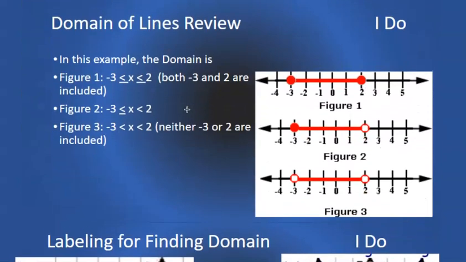Domain of lines review. In this example, for figure 1, the domain is negative 3 is less than or equal to x is less than or equal to 2. Both negative 3 and 2 are included because these are both closed points.